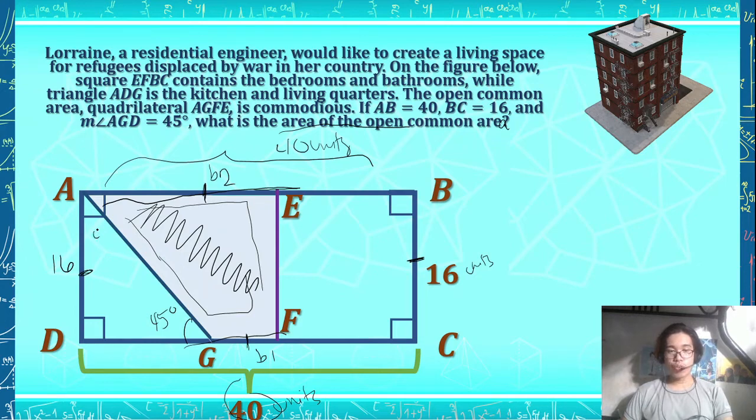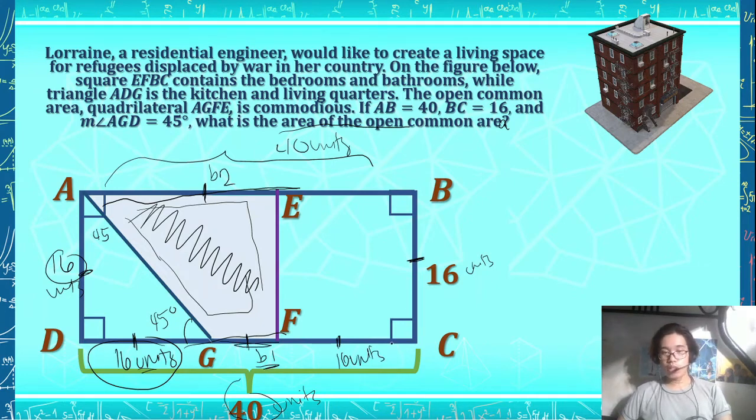And since we have here a 45, 45, 90 right triangle, a special right triangle, it's also an isosceles triangle. So if this is 16 units, then DG is also equal to 16 units because we have an isosceles triangle. So therefore, we can get the measurement of B sub 1.